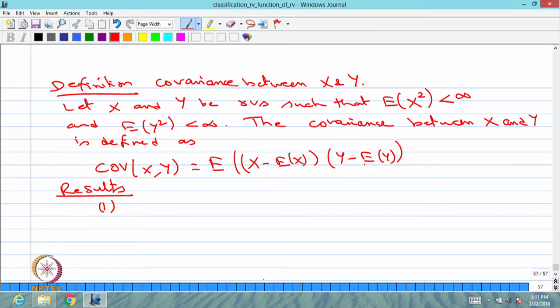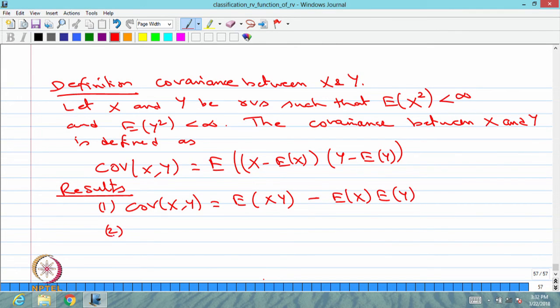Either you can compute the expectation of x minus expectation of x multiplied by y minus expectation of y, or if you expand this, that is x into y, x into expectation of y, similarly expectation of x into y, then expectation of x into expectation of y, that is the same as: covariance of any two random variables is the same as expectation of x into y minus expectation of x into expectation of y.